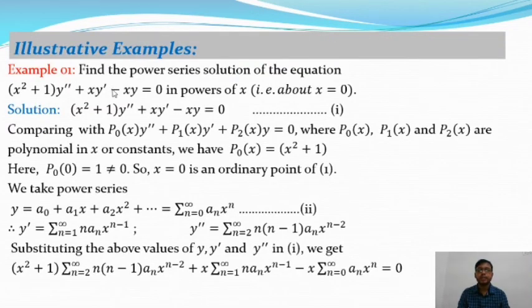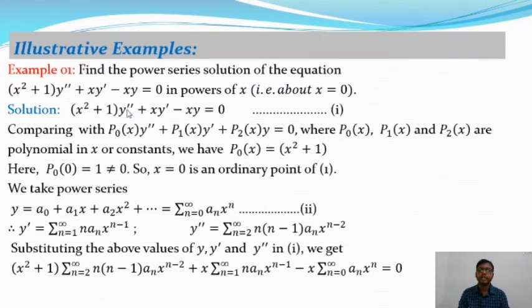So here is the example. Find the power series solution of the equation (x² + 1) y'' + x y' − x y = 0 in powers of x. That means about the point x = 0.